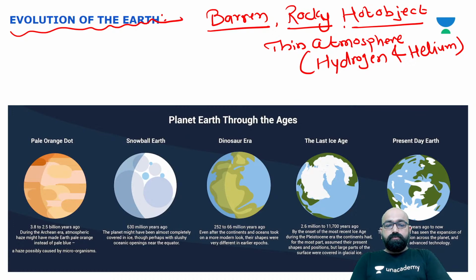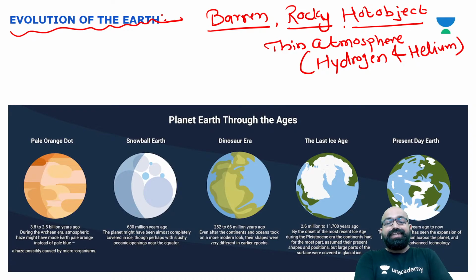Now, in the sections, we will find out how the period between the 4600 million years ago and the present led to evolution of life on the surface of the planet.